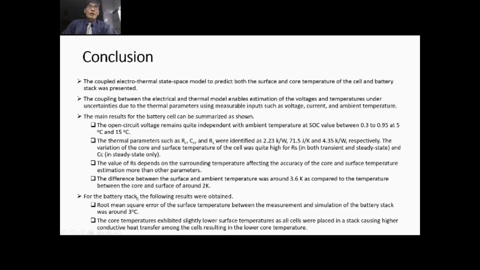For the battery stack, just now we were talking about the battery cell, one cell. So what about the stack? The root mean square error of the surface temperature between the measurements and the simulation of the battery stack was around 3 degrees Celsius. The core temperature will exhibit slightly lower than the surface temperature as all cells are placed in a stack, causing higher conductive heat transfer among the cells, resulting in lower core temperature. This is quite good, as we can do some stacking of the cells to help increase conductive heat transfer.